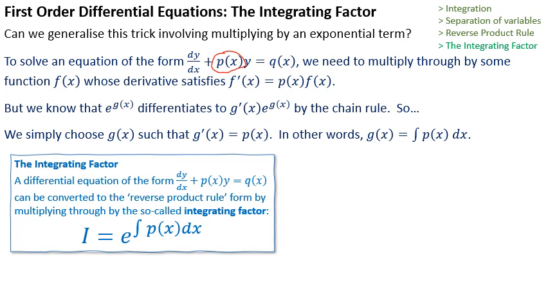And we'll be able to do it in any situation. Wherever we can write our equation in the form dy by dx plus some function of x times y equals some other function of x, all we need to do every time is multiply through by e to the power of the integral of that function of x that was sitting in front of y.